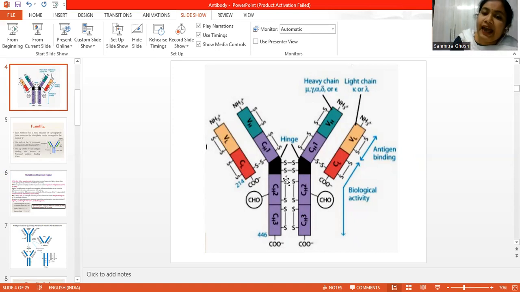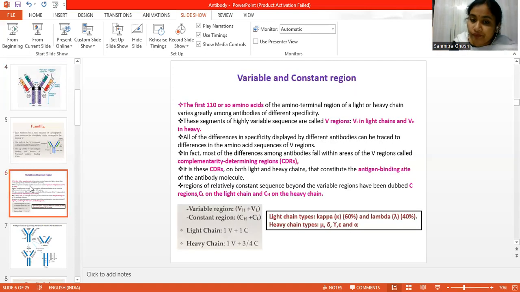And we have the constant region, which is further segmented into different subparts. They are CH1, CH2, CH3, and sometimes CH4. So in the light chain, we have one variable region and one constant region.